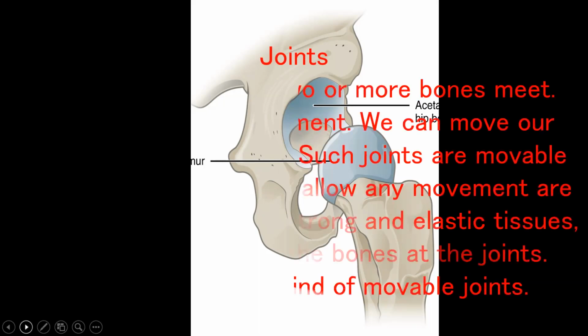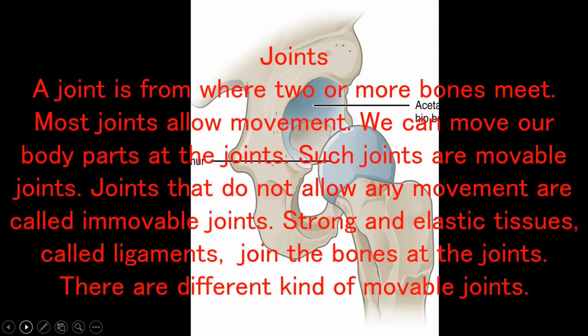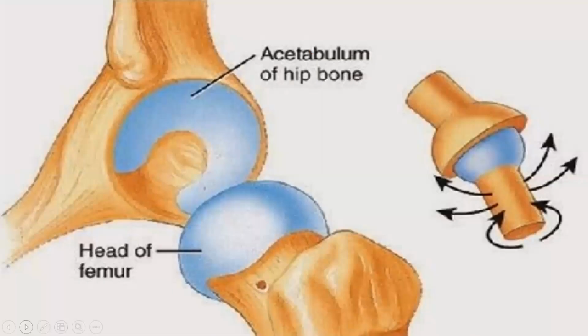Joints. A joint is formed where 2 or more bones meet. Most joints allow movement. We can move our body parts at the joints. Such joints are movable joints. Joints that do not allow any movement are called immovable joints. Strong and elastic tissues called ligaments join the bones at the joints. There are different kinds of movable joints.